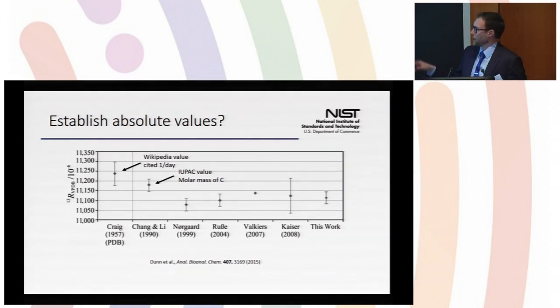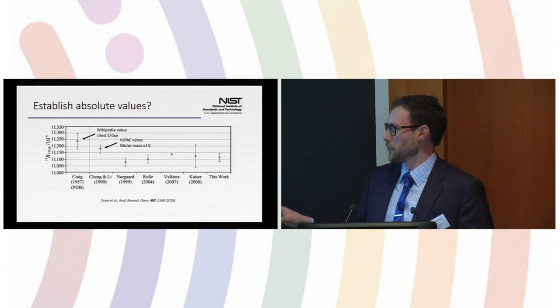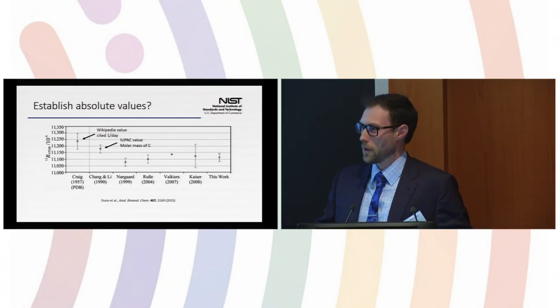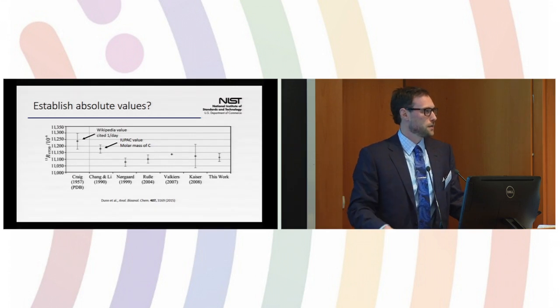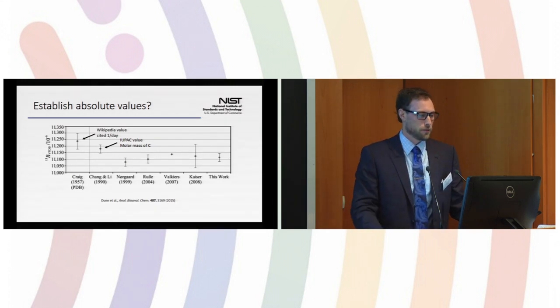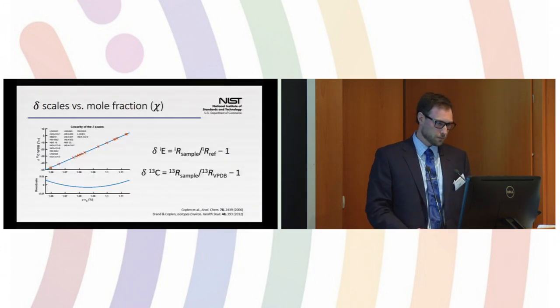What's important here is the error bars on this scale are not 0.01 per mil, but here they're about 1 per mil, or 1 part in 10 to the minus 3 is the uncertainty in this value. Again, the absolute ratio in the reference material. So this is an area where we think maybe we can make a contribution.